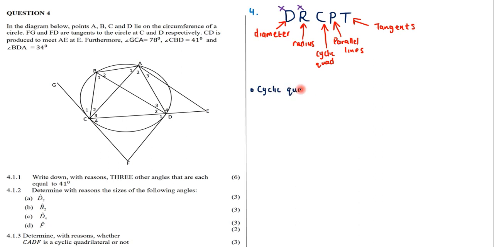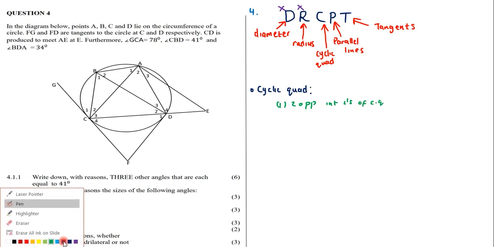On the cyclic quad, what am I looking for? I'm looking for three things. First, two opposite angles that are supplementary, or add up to 180. Second, angles on the same segment. And thirdly, I'm also looking at the exterior angle of a cyclic quad. I'm going to start with the first one: two opposite interior angles of a cyclic quad. Which ones are those?